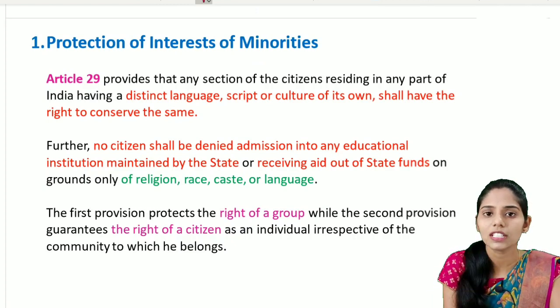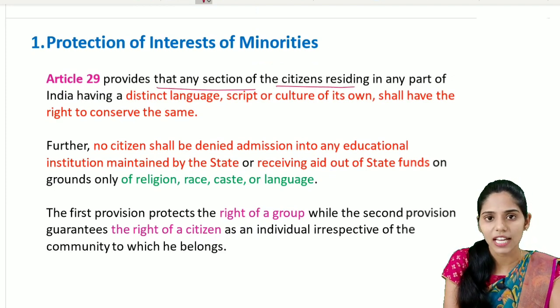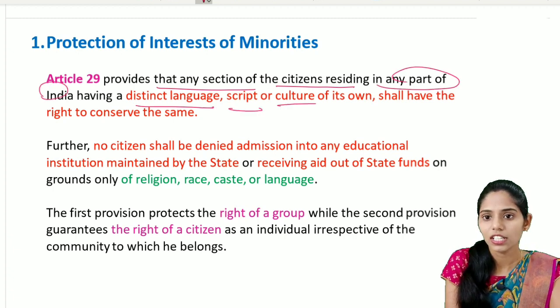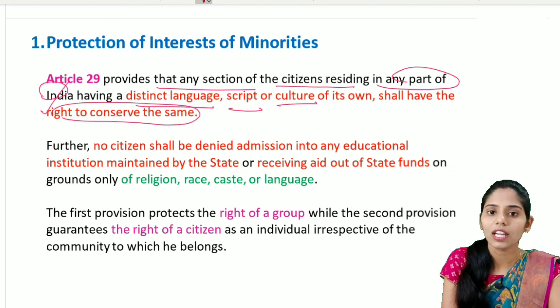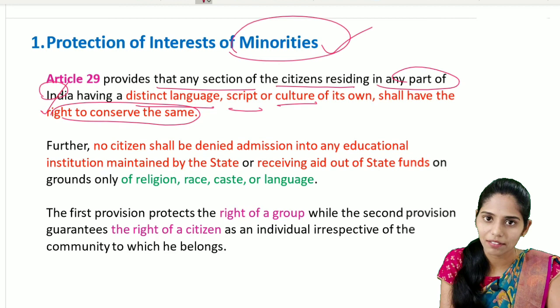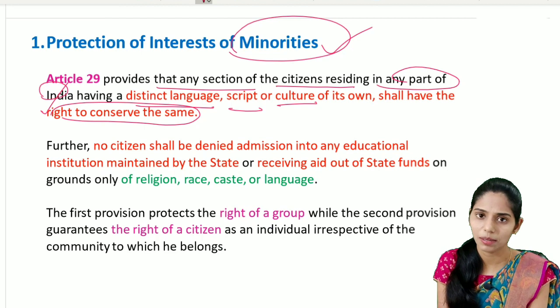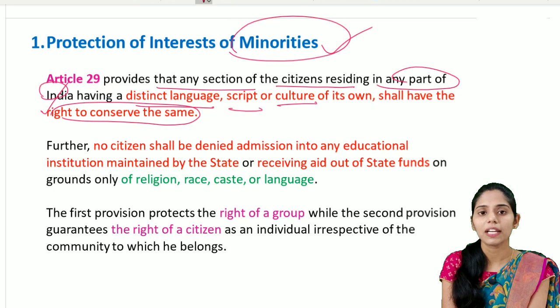If you see the exact wording of Article 29, it provides that any section of the citizens residing in any part of India having a distinct language, distinct script, or culture of its own shall have the right to conserve the same. So it is mainly talking about the interest of the minorities. What are those minorities? These people have a distinct language, a distinct culture, and also a distinct script. So this is the right which mainly protects the interest of the minorities, to safeguard the right to conserve their distinct language, script and culture.